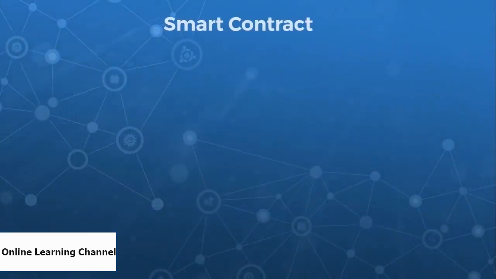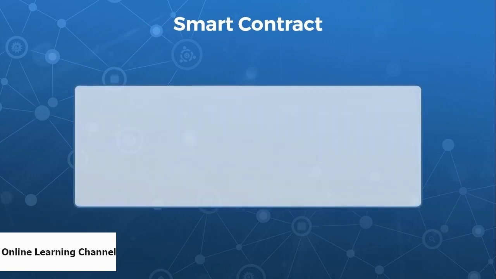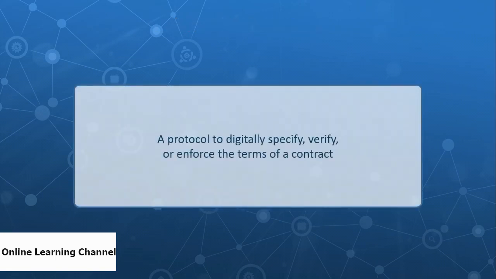So we now move on to the next term whose definition we have, and this is what exactly a smart contract is. This can be thought of as a protocol to digitally specify, verify, or enforce the terms of a contract. It is in fact easiest to think of a smart contract as a regular contract which has been written in code rather than using some legal terms. In addition, the code may also specify some means of enforcing the terms of the contract without any human intervention.